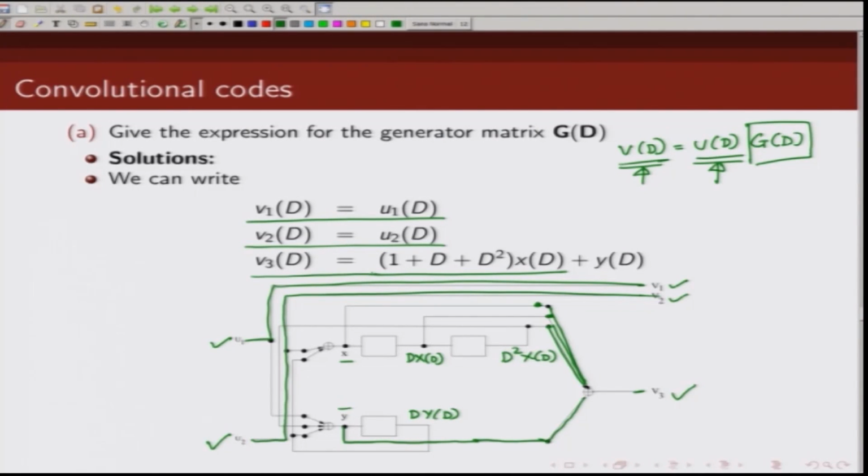So, we have written V1(D), V2(D), V3(D) in terms of U1, U2, x(D) and y(D). Now, we need to get rid of x(D) and y(D), and we have to write these in terms of U1 and U2. Now, what is x(D)? x(D) is this and this. Similarly, what is y(D)? y(D) is this term, this term, this term and this term.